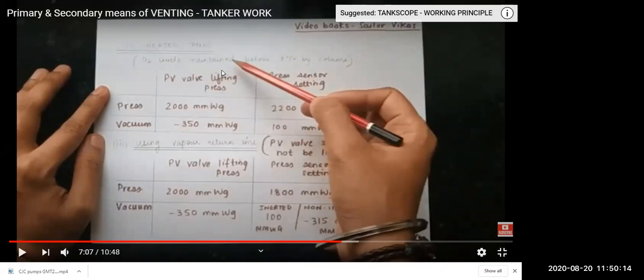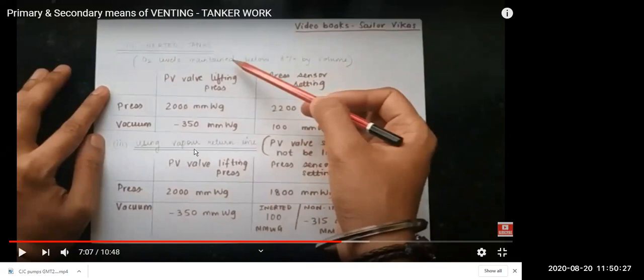In inerted tanks, the O2 level is less than 8% and we don't want any air to go in. So the vacuum side will have 100 mm of water gauge. Pressure side, of course, 10% more, so 2200.